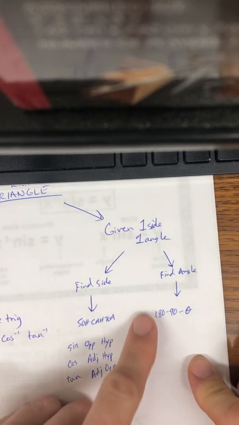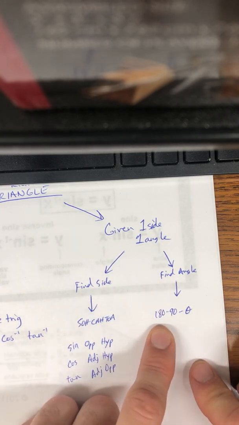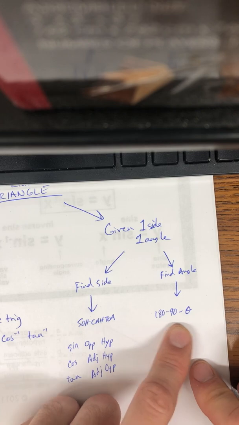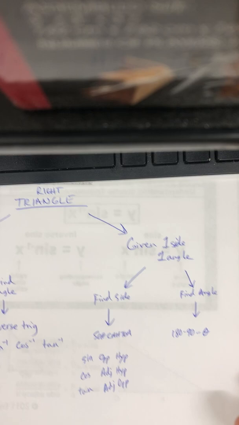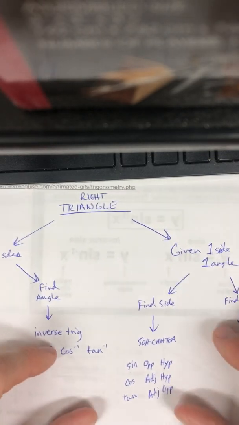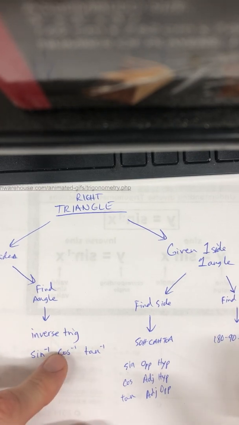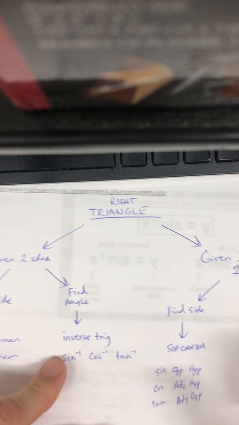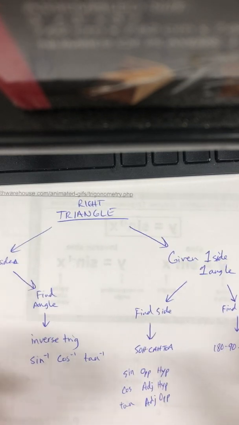Okay? If you're given one side and one angle and it says find the angle, then you really just use 180 minus 90 minus your other angle, and then that'll tell you the other angle. So it shouldn't be too bad. If you are only given 3 angles, you cannot tell the side lengths. And if you're given 3 side lengths, then you can tell the angle. That's where you just use sine, cosine, tangent. Okay, all right, so let's go over some problems here.